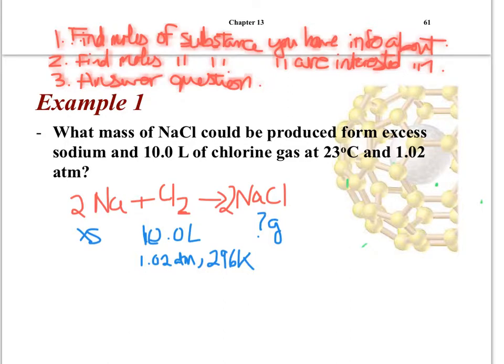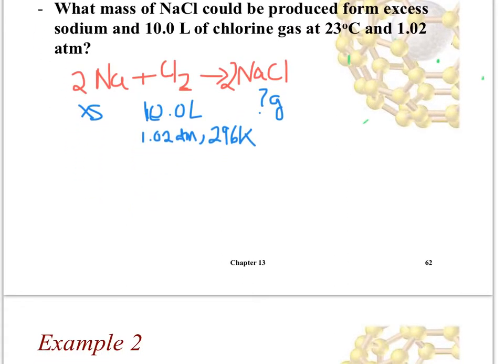So how do we do that? First, we want to find moles of chlorine. So let's think about it. We have volume, and it's a gas. It's not STP though, but we do know the temperature and the pressure. So we could use PV equals nRT. So PV equals nRT. My pressure is 1.02 atm. Volume is 10 liters.